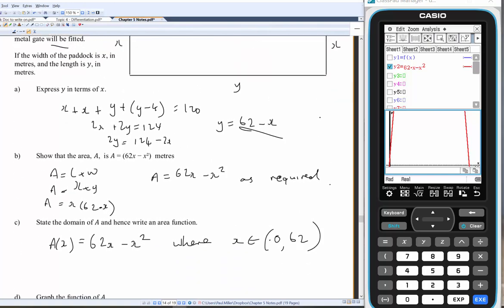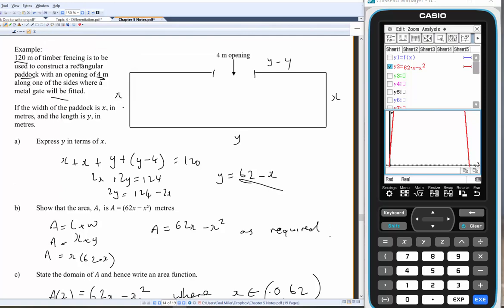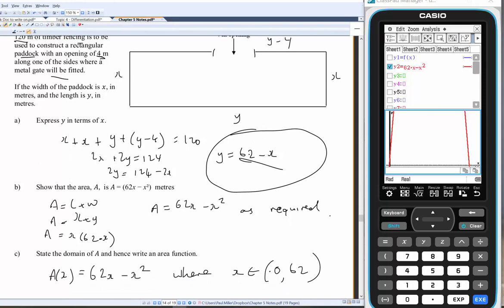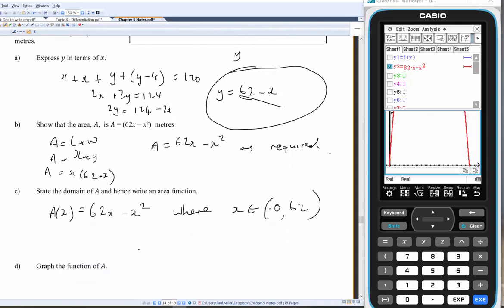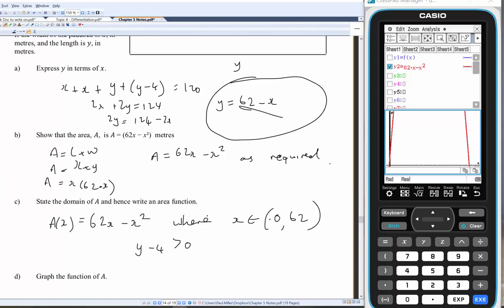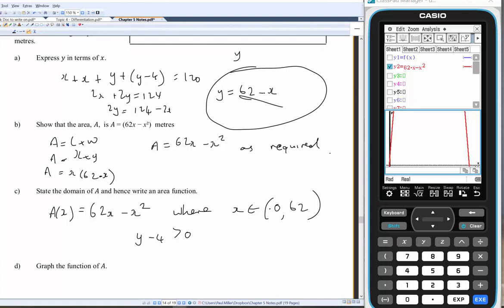So if we say that as x increases, let's have a look at the values of y that are acceptable, okay? So what we know is that y take 4 must be greater than 0. It has to be, okay? Now, what do we know about y? Well, we know that y is 62 take x, okay? So let's just solve this one here. 62 take x take 4 has to be greater than 0, which means we've got negative x plus 52 has to be greater than 0. Negative x has to be greater than negative 52.